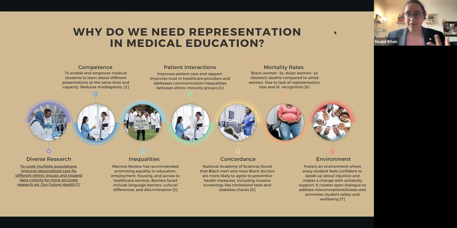Then you've got patient interactions. It's been found through numerous studies that improving your cultural competency in the language you use with patients improves patient interaction dynamics and rapport.